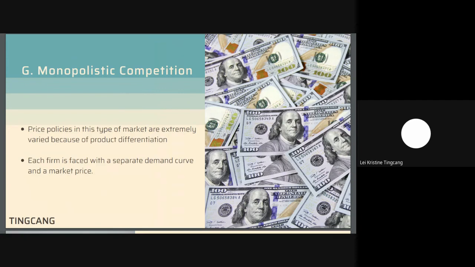And the last would be monopolistic competition. Monopolistic competition is an industry in which many firms offer products or services that are similar but not perfect substitutes. Barriers to entry and exit in a monopolistic competitive industry are low, and the decisions of any one firm do not directly affect those of its competitors. Price policies in this type of market are extremely varied because of product differentiation, and each firm is faced with a separate demand curve and market price. Next slide, please.